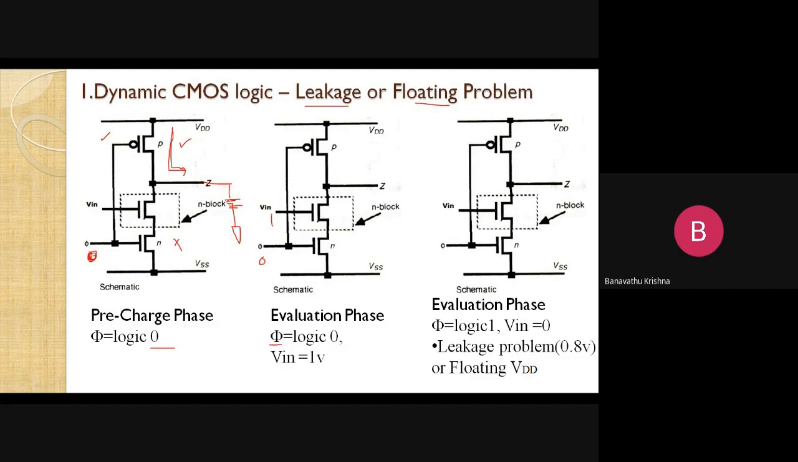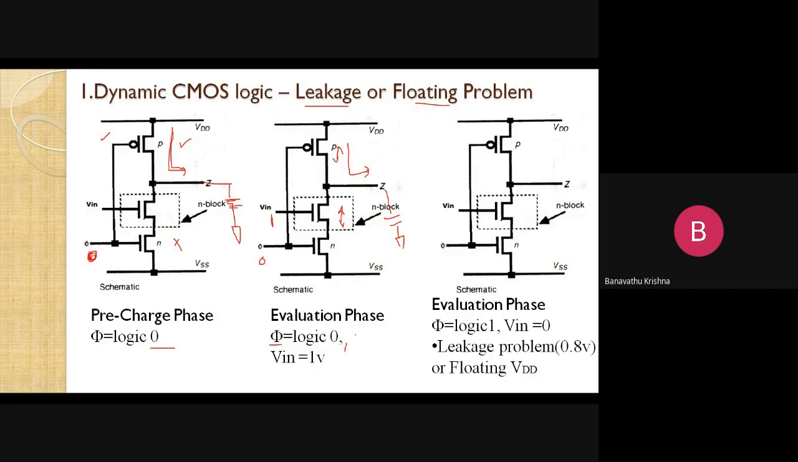In this case, again, it is going to be the precharge case. Suppose I want V input to be 1. This N block is going to act as a short circuit. It is going to be short circuited, and because the input is 0 here, it is again going to be precharge.